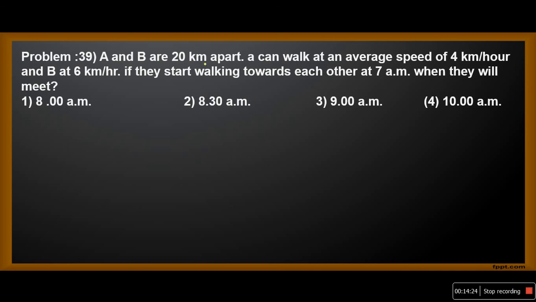A and B are 20 kilometers apart. A can walk at an average speed of 4 kilometers per hour and B at 6 kilometers per hour. If they start walking towards each other at 7 a.m., when will they meet? So initially this is the distance between A and B, which is 20 kilometers. Now A is traveling at a speed of 4 kilometers per hour and B is traveling at 6 kilometers per hour. Both started at 7 a.m. So at what time will they meet each other?